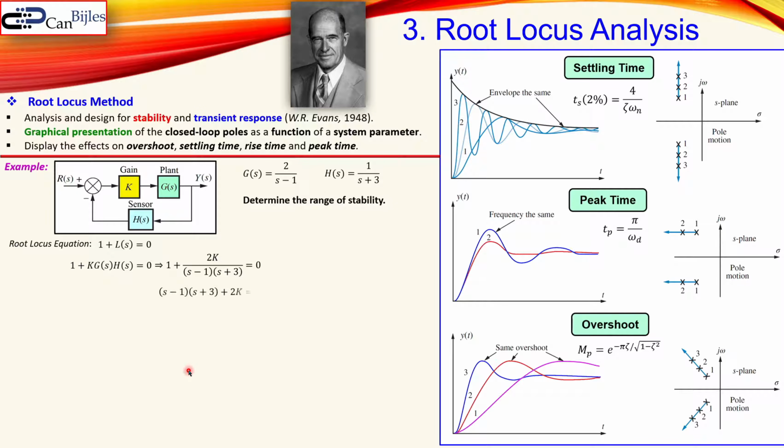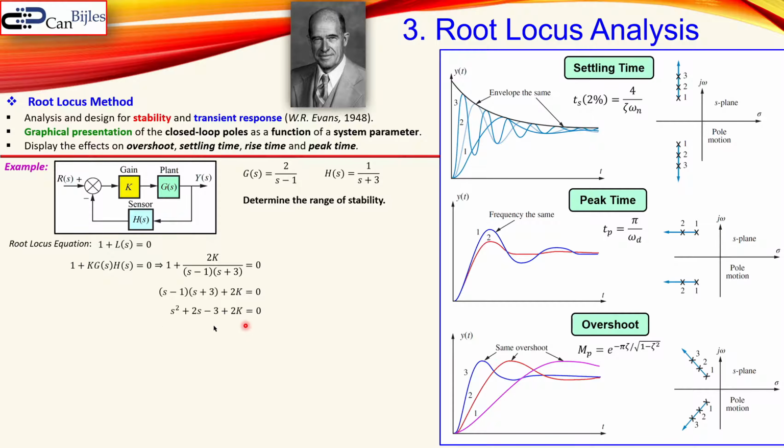And when you now further simplify this, you have an expression that you can use to determine where the poles are not anymore in the right half plane. Because if you have poles in the right half plane, you will have an unstable system. So you need to have all your closed-loop poles in the left half plane.